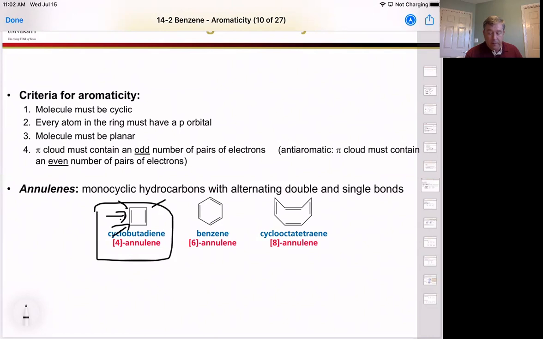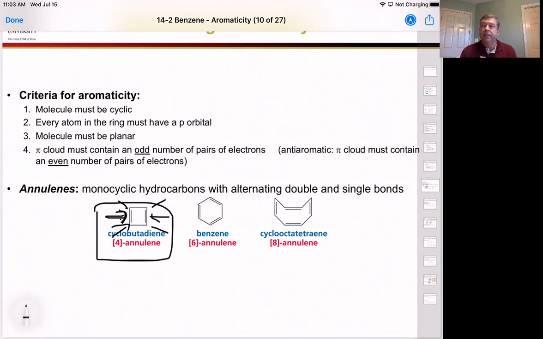So we have a pi bond on each of the carbons in that ring. Therefore, we have a p orbital on every atom in that ring. So we've met the first three rules. But how many electrons do we have in there? We have one pi bond, and that has two pi electrons, and a second pi bond, and that's two more pi electrons. So we have a total of 4 pi electrons, meaning we have 2 pairs of electrons. That is an even number of pairs of electrons, making it anti-aromatic.